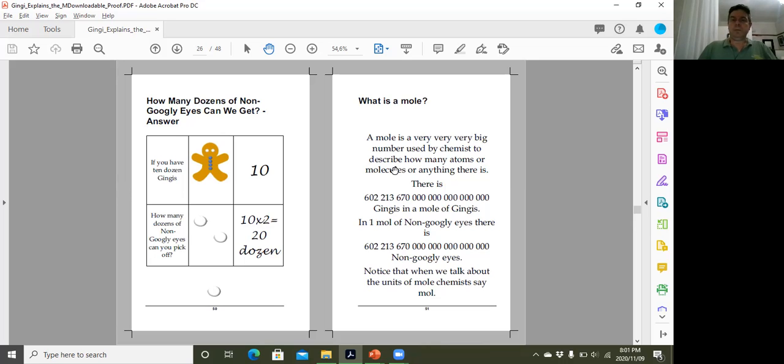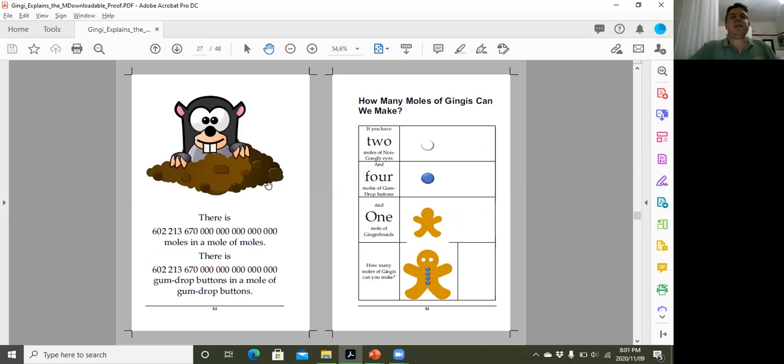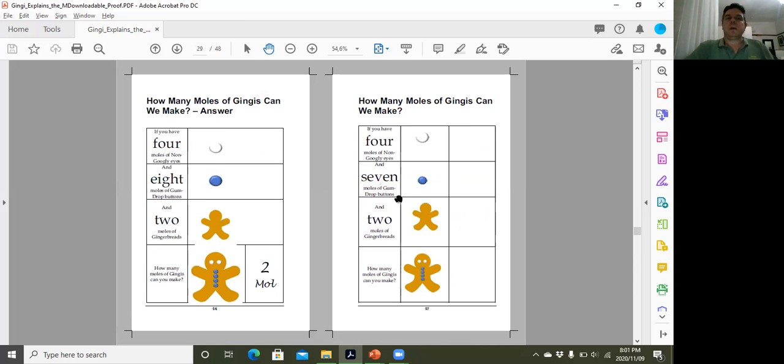So 1 mole of non-googly eyes is that long number. Okay, so notice that when we talk about the unit of a mole, it's called mol, without the E, drop the E. And then you can even have a mole of moles, which makes for a large amount of holes in your garden.